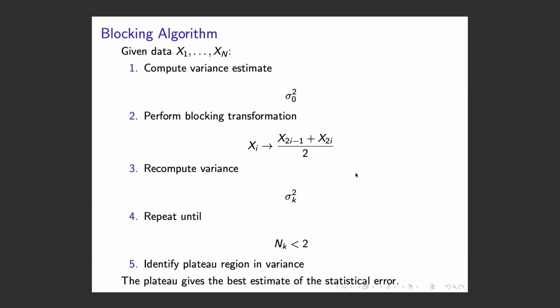So the way you would set it up, you first compute the variance estimate, sigma 0, which is the direct variance for the single data. Then you perform these blocking transformations and you recompute the variance. You repeat this until you reach a plateau where the variance becomes stable. So what happens when you apply this method, let me go back to the whiteboard.